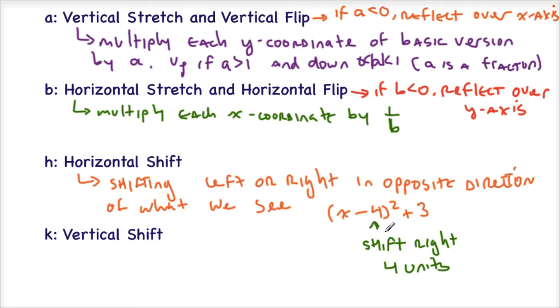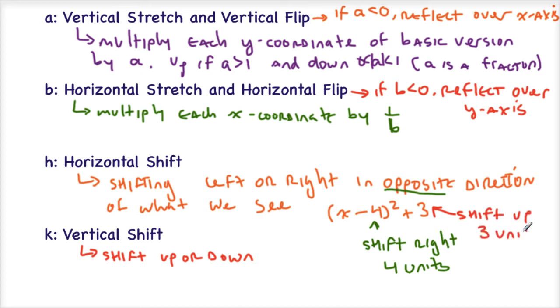Okay, so whatever's inside there, I would want to shift to the left because it's negative, but remember with the horizontal shift, it always is the opposite. So that's why I would shift right 4 units. For the vertical shift here, this is k, so it's always on the outside, and this is how we are going to shift up or down k units, right? So here, this plus 3 would be a shift up 3 units.